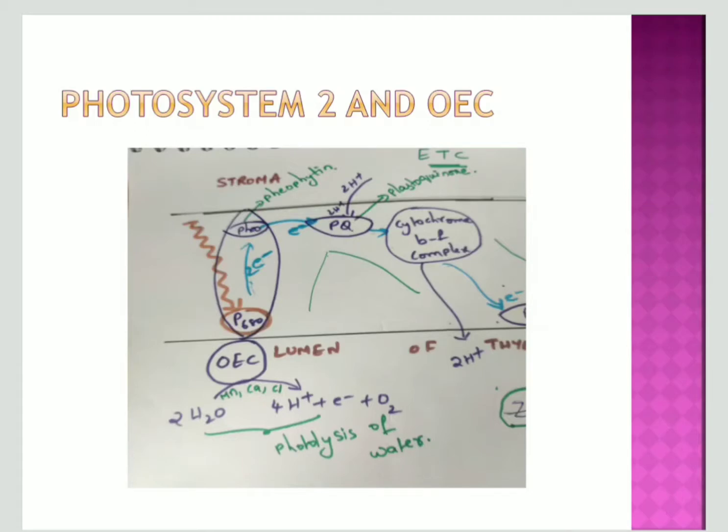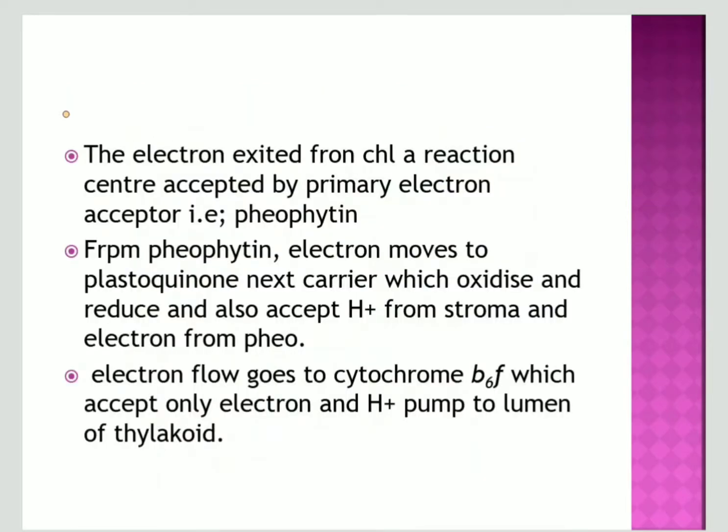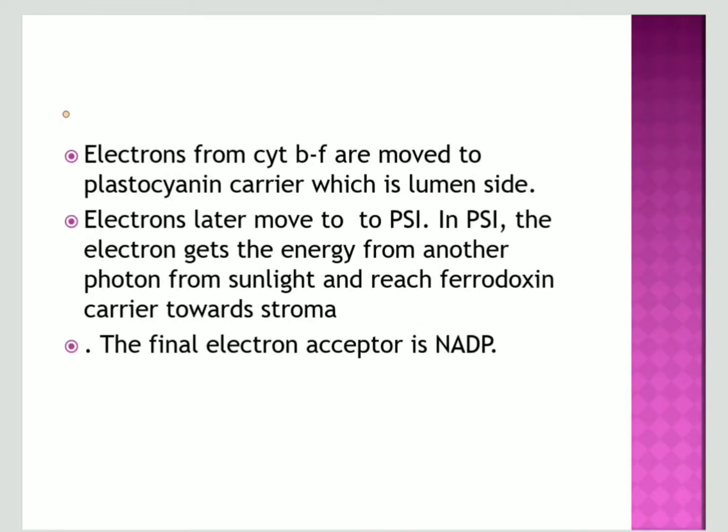The next carrier, plastoquinone, is an oxidoreductase; it will carry out both oxidation and reduction reactions. Along with the electrons, it will also accept protons from the stroma. Next, electron flow goes to cytochrome B6F, which accepts only the electrons but not the protons. Then what happens to the protons, the H plus ions? They will be pumped to the lumen of the thylakoid, so the protons will be collected at the lumen.